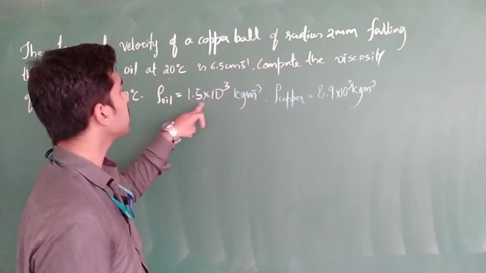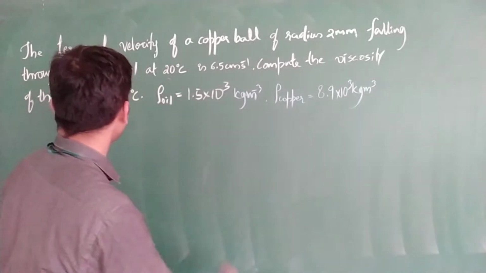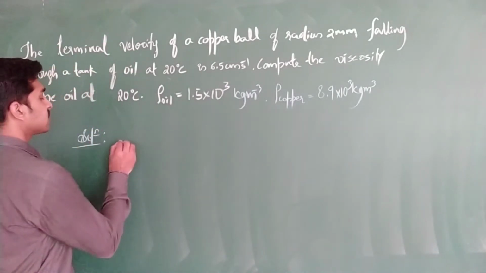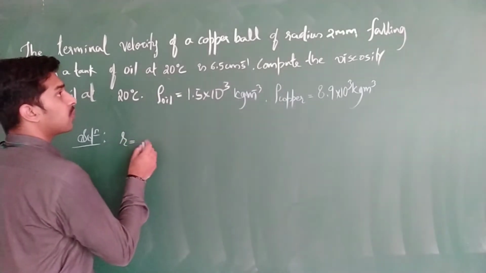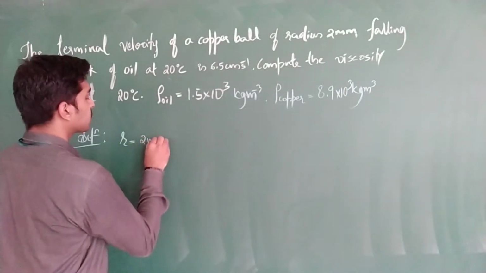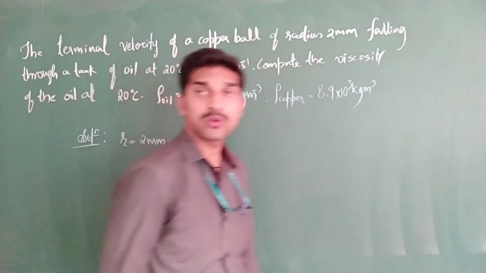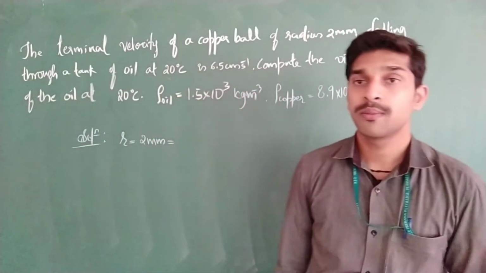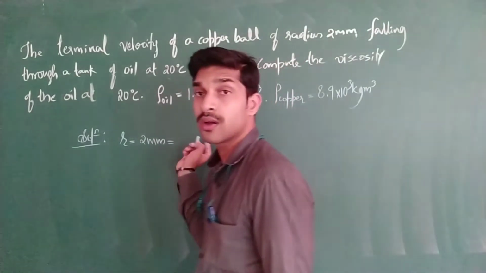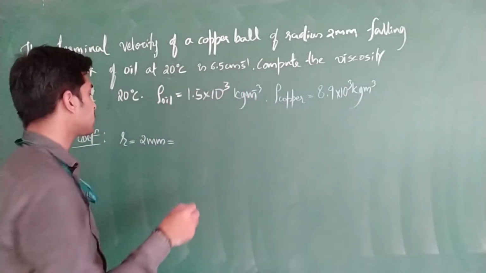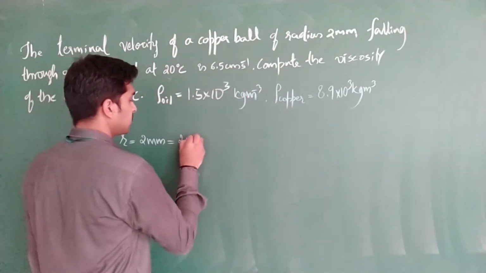So the density of oil is given to you, the density of copper is given to you, and the radius of the ball is 2 mm. In the SI system, how can I write that 2 mm? Milli stands for what? Milli is nothing but 10 to the power of minus 3.